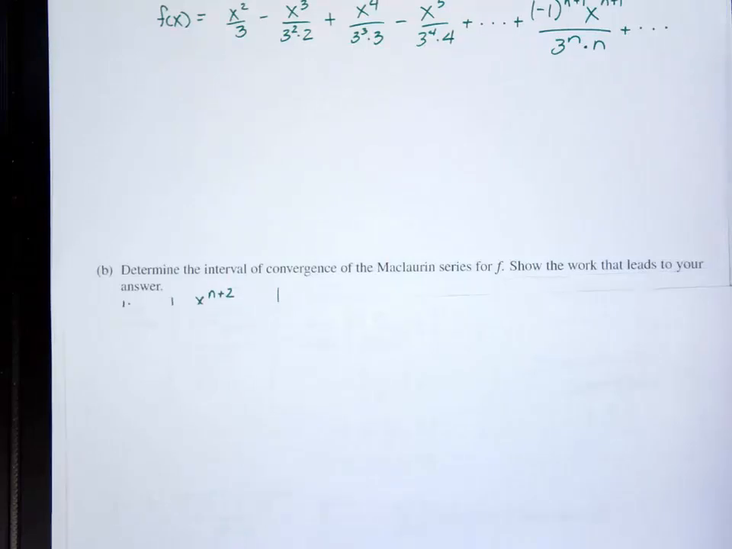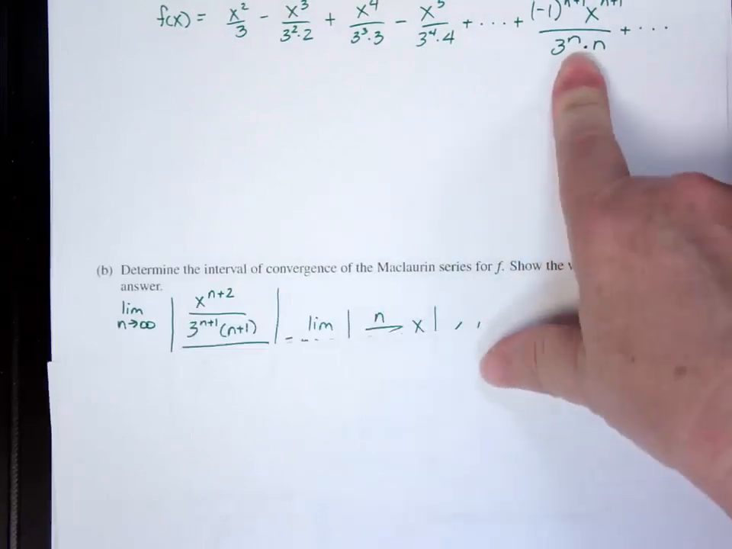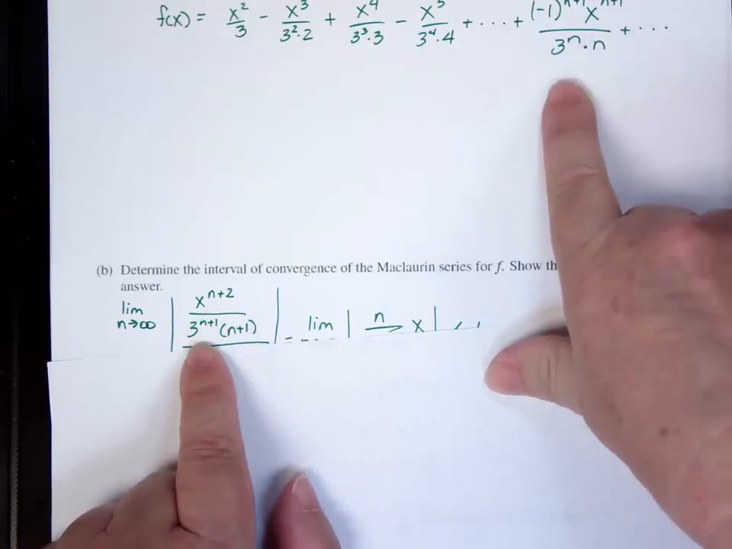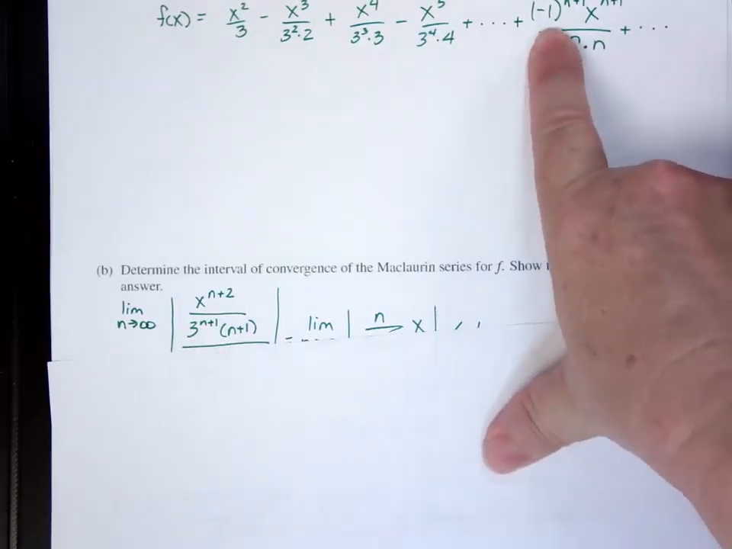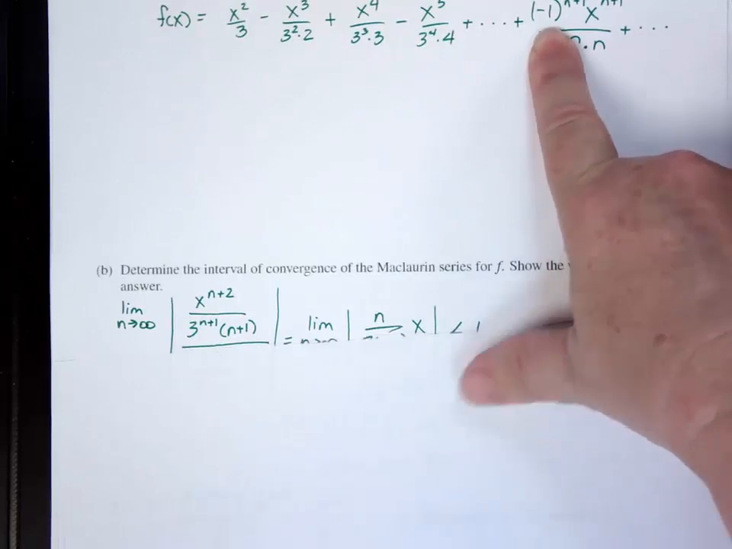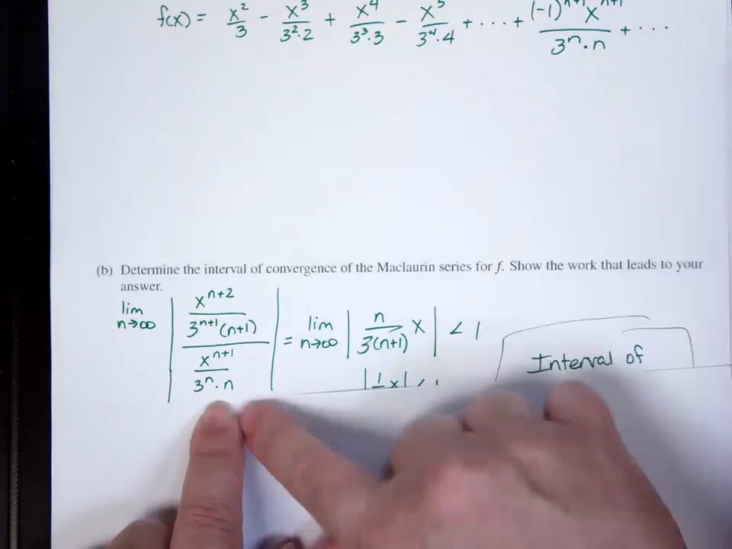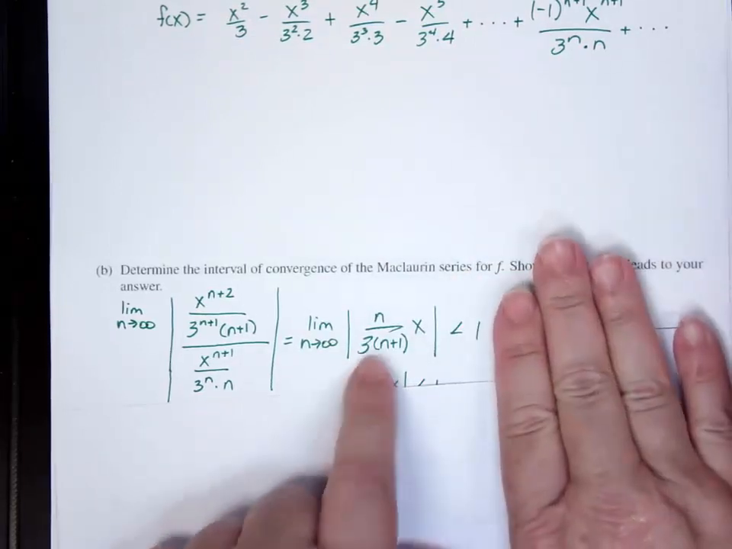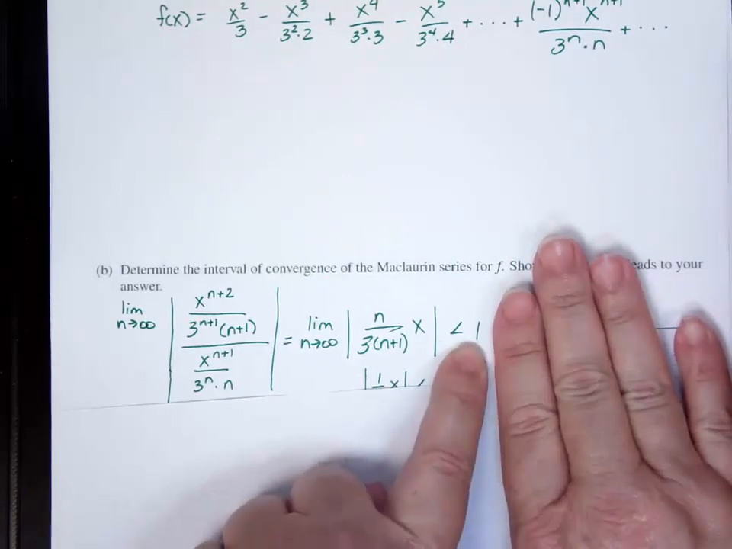So we take our general term and make everything 1 power higher, n plus 1. So x becomes n plus 2, 3 becomes n plus 1, this becomes n plus 1. You can drop the alternator because it's in absolute value. Then you put the original on the bottom. When you flip it up and clean it up, you get n over 3, n plus 1 times the absolute value of x is less than 1. Remember you set it less than 1 to make it converge.